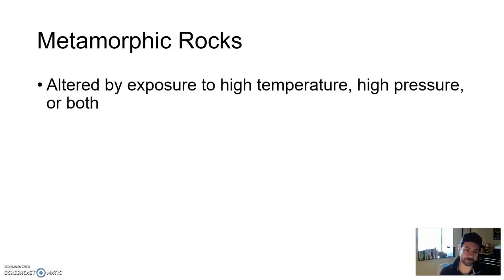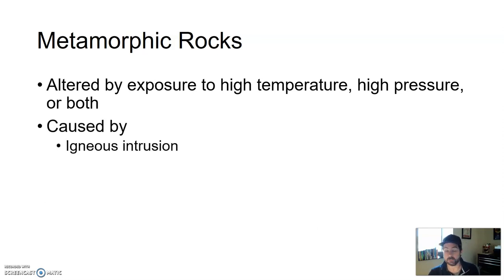And finally, metamorphic rocks. These are existing rocks that are altered by exposure to high heat, high pressure, or both. Sedimentary rocks form because of low heat and low pressure. Metamorphic rocks are an existing rock that morphs and changes due to high heat or high pressure, but not so much heat that it melts, because then we'd be getting back into the igneous part of the rock cycle. It heats up enough that it can stretch and get mushed and change a little, but not melt completely. This is caused by igneous intrusion.